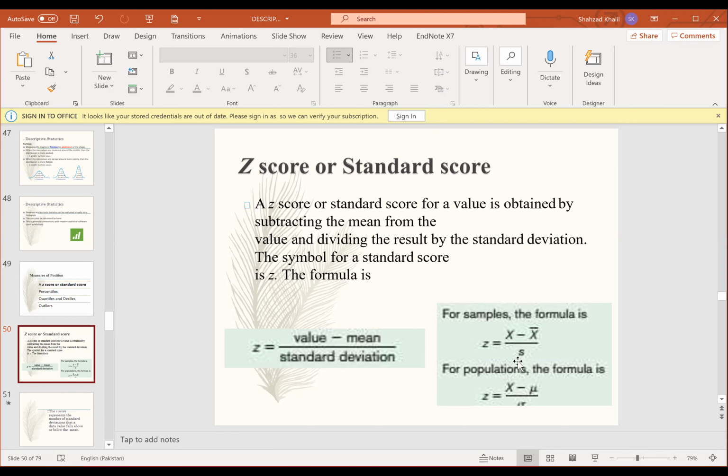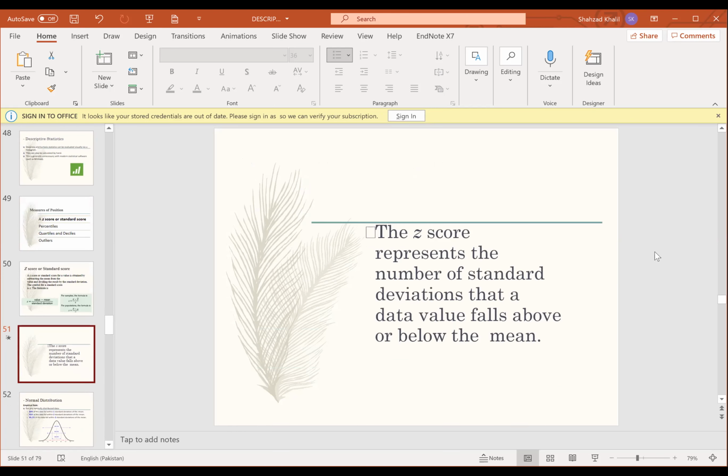For example, this is for the sample and this is for the population. In a sample, Z equals X minus X bar over the standard deviation, and for the population, Z equals X minus mu divided by sigma. The z-score represents the number of standard deviations that a data value falls below or above the mean.